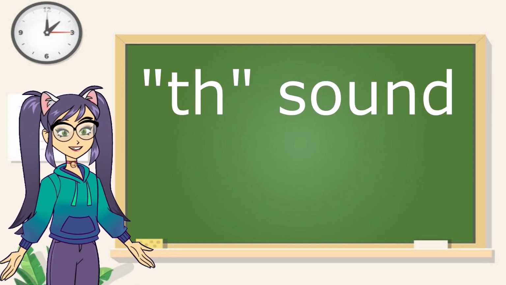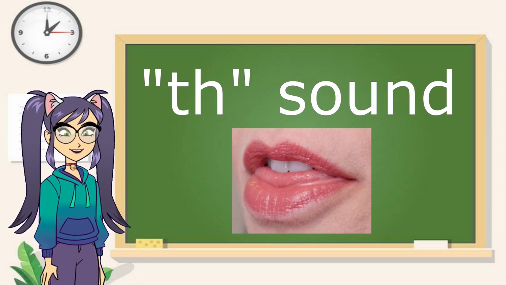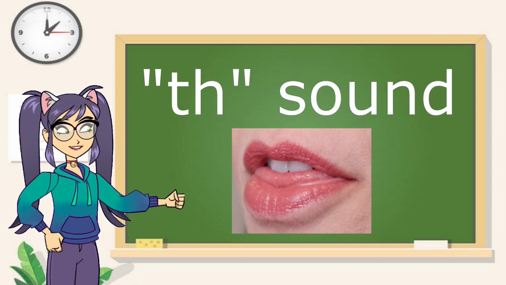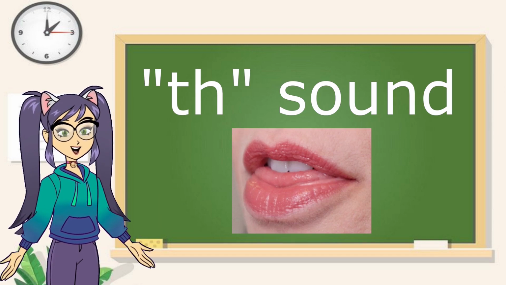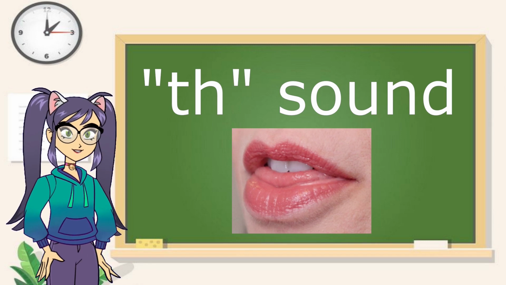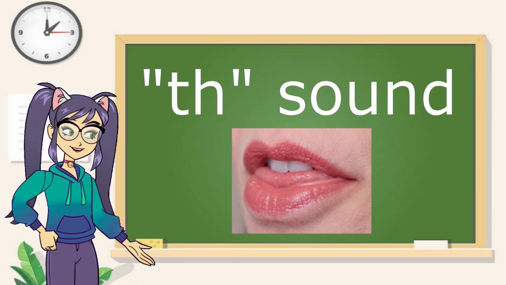Now let's move to the TH sound. To produce it, gently stick your tongue out between your teeth and blow out air like this. It's like a soft, quiet wind.